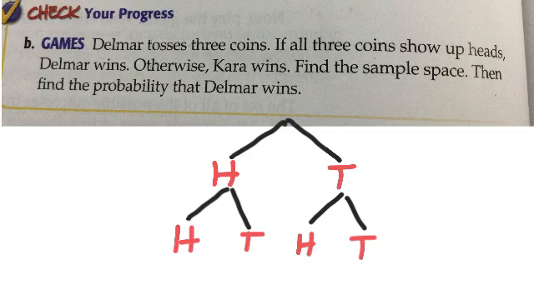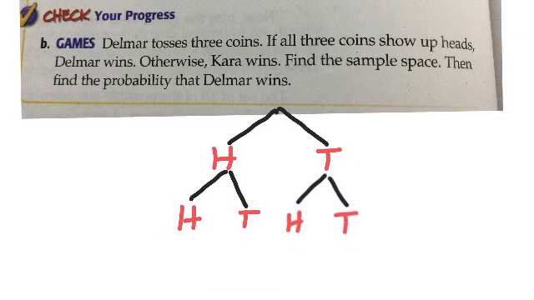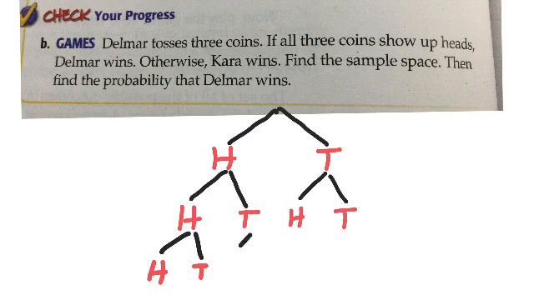But they didn't just flip the coin twice. They flipped the coin 3 times. So what if they got heads and heads? Then they've got another choice, right? They could have heads or tails. What if they got heads, then tails? Well, again, they could have heads or tails. What if they got tails, then heads? Well, then the next time they could get heads or tails. And then what if they got tails and then tails? The last time they could have gotten heads or tails.